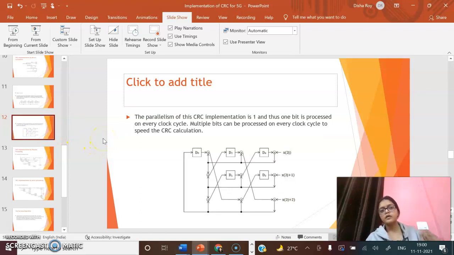Okay, so now coming to the other circuit, over here we are seeing the parallelism of the CRC implementation is 1, and thus 1 bit is processed on every clock cycle. So multiple bits can be processed on every clock cycle to speed up the CRC calculation. Over here we can see that the diagram is becoming complicated.